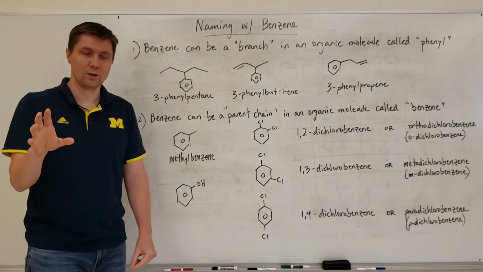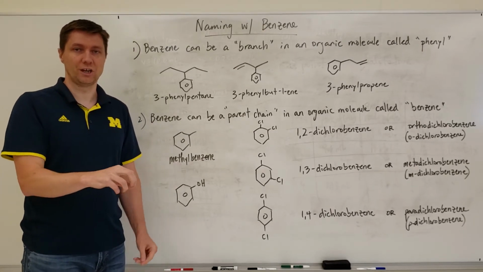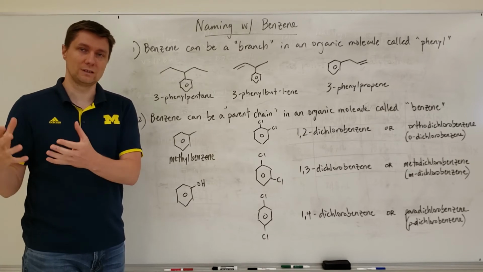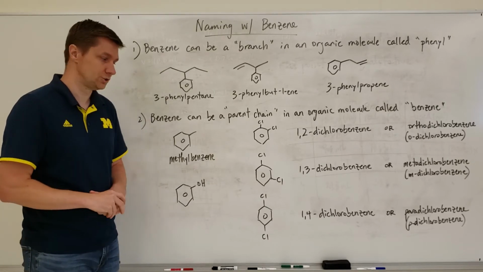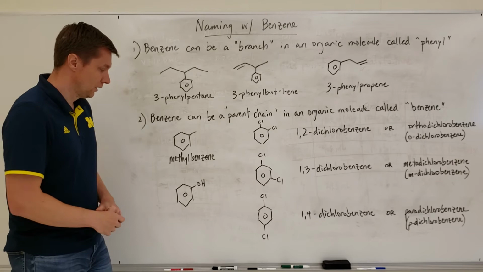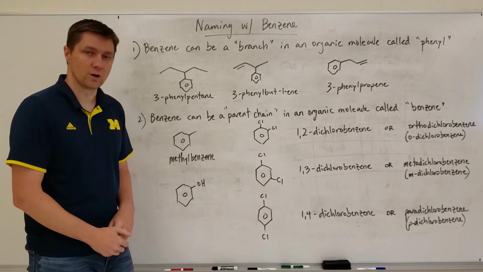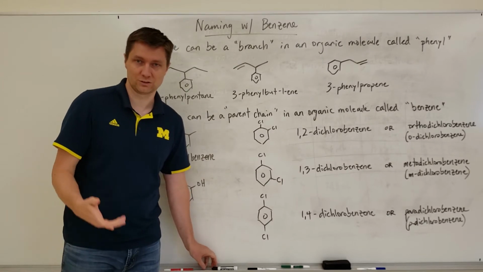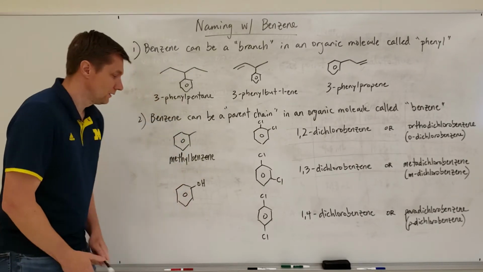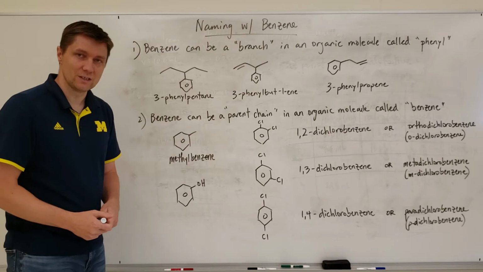Now, one example where benzene is the parent chain, but we don't use the word benzene as the name for that parent chain, is this one right here. So this is the parent chain. We have a benzene ring, and then we just have a hydroxyl functional group branch that comes off. And the name that we actually give this is phenol.